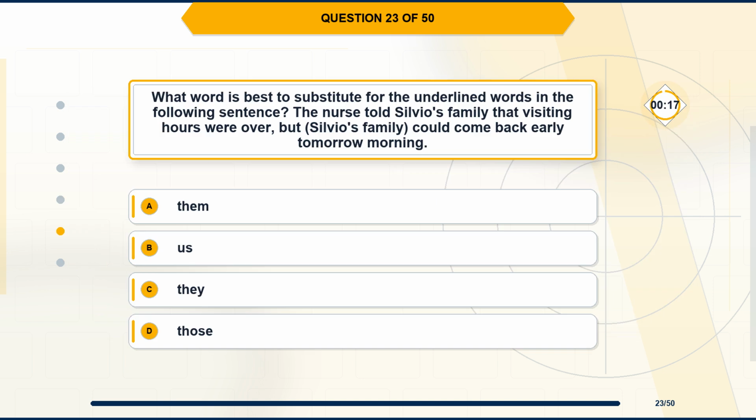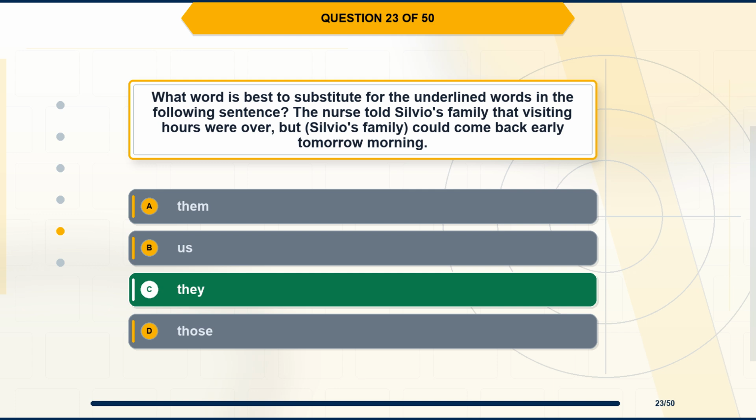Question 23. What word is best to substitute for the underlined words in the following sentence? The nurse told Silvio's family that visiting hours were over, but Silvio's family could come back early tomorrow morning. Option A, them. Option B, us. Option C, they. Option D, those.